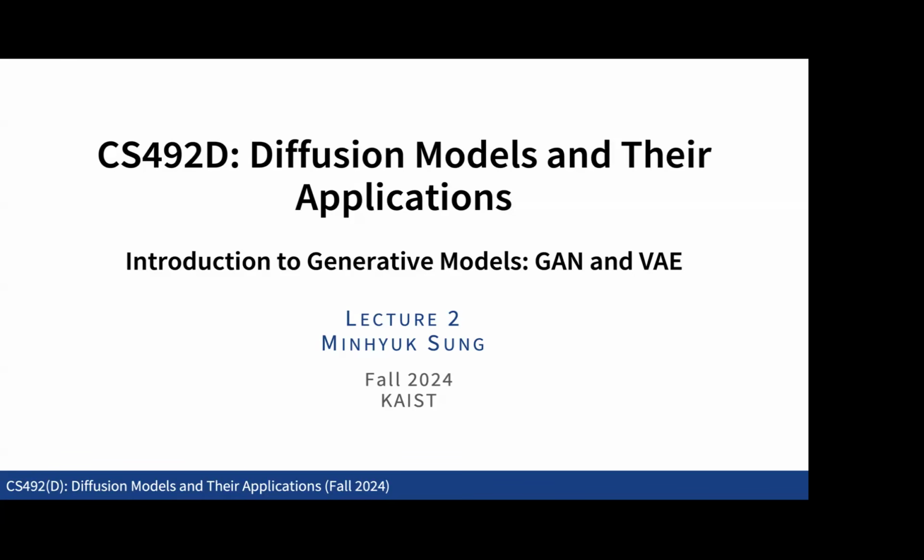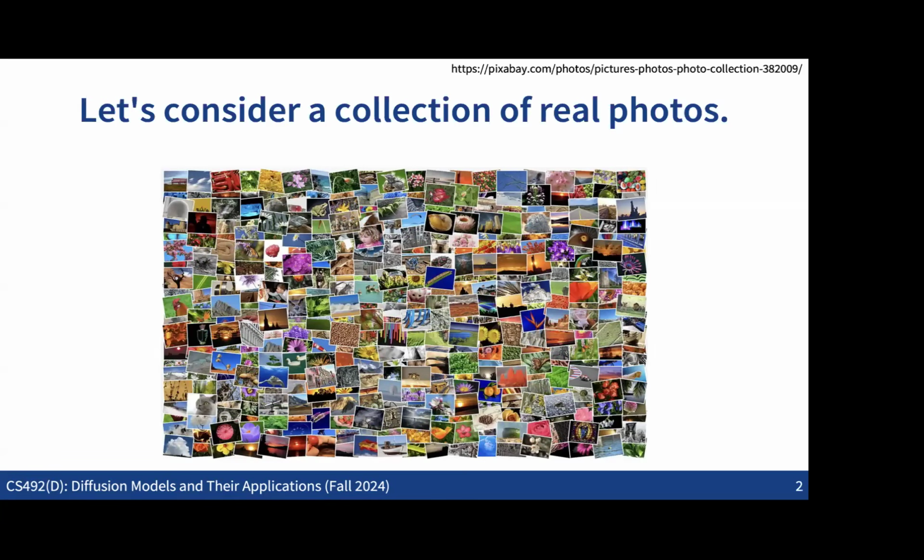So the main purpose of a generative model is to produce new data. Let's think about this case. Let's say we have tons of real images that we collected from the internet. There are actually tens of billions of images on the internet. Let's say we can collect all of those images.